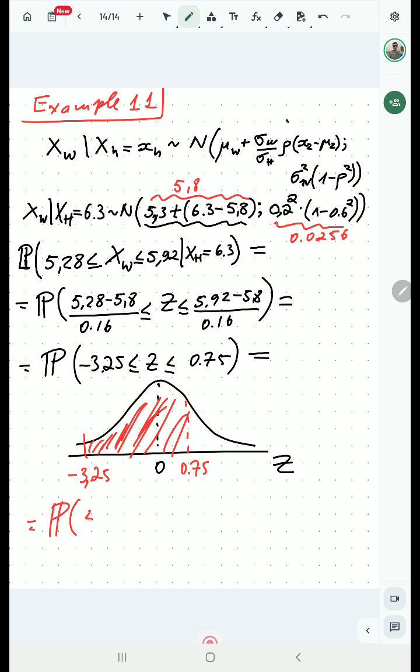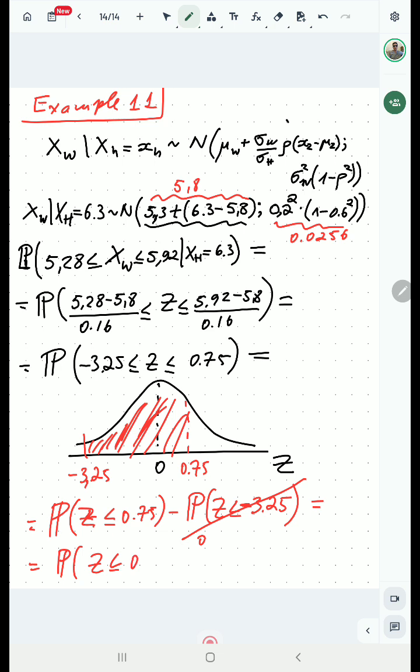We know that this area can be found by finding the probability of z being less than or equal to 0.75 minus the probability of z being less than or equal to minus 3.25, and we know that this guy is approximately 0, so you can drop that. This is going to be equal to the probability of z being less than or equal to 0.75. So just check the z table and find the corresponding probability. Okay, that is the question.